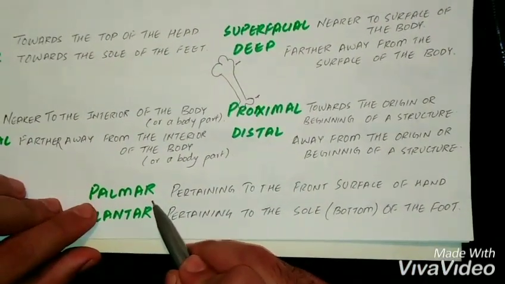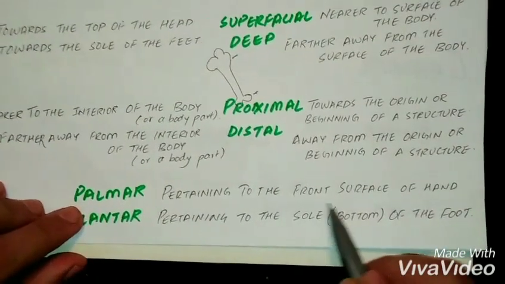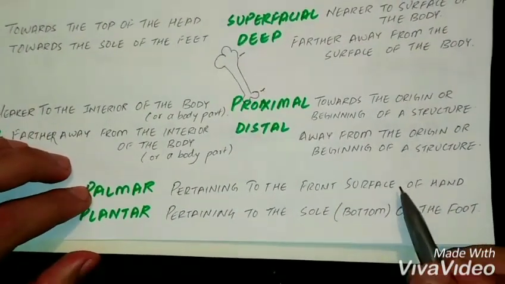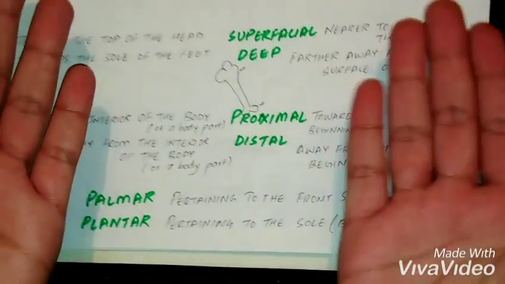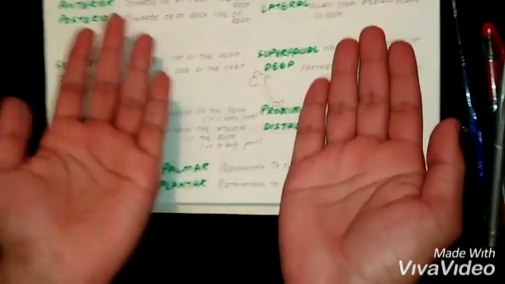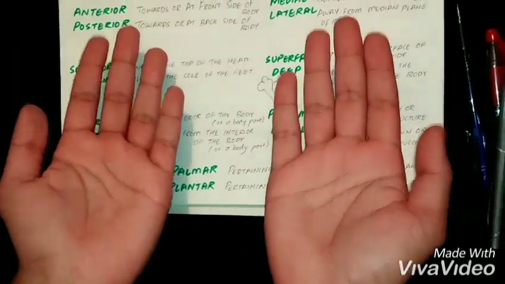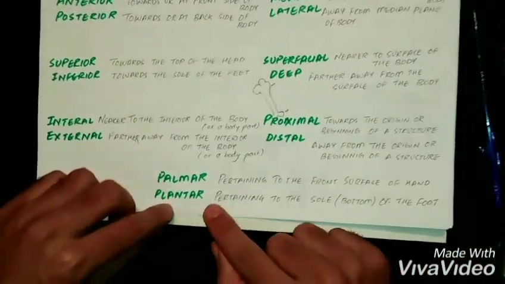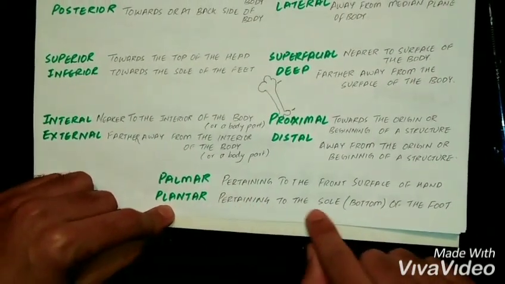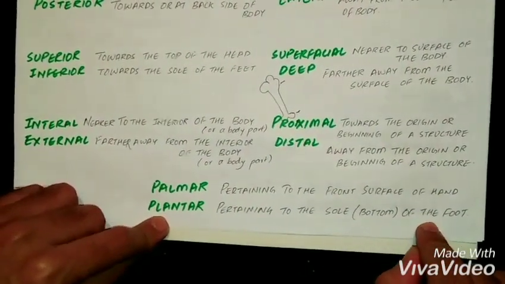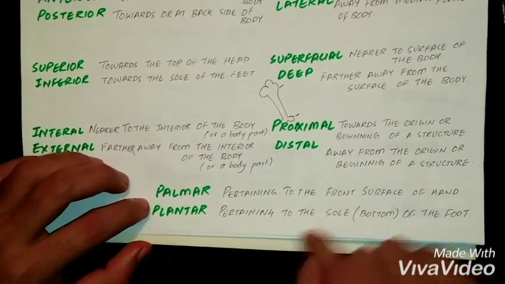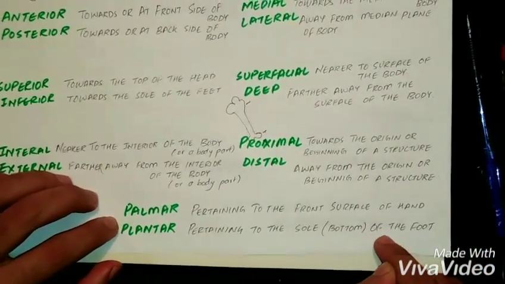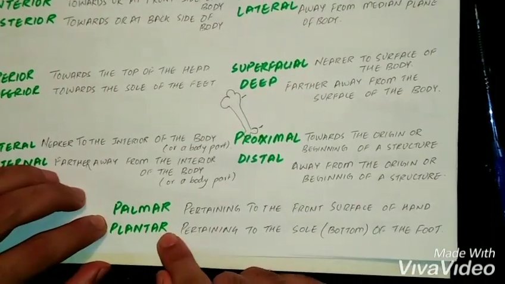And palmar is pertaining to the front side of the hand. For example, if we are in anatomical position, our hands are like this towards the anterior side, the palm of the hand, and the palm side is known as the palmar side. And plantar pertains to the sole, the bottom of the foot. I cannot show you my foot now, but just make a concept that the sole side is known as plantar.